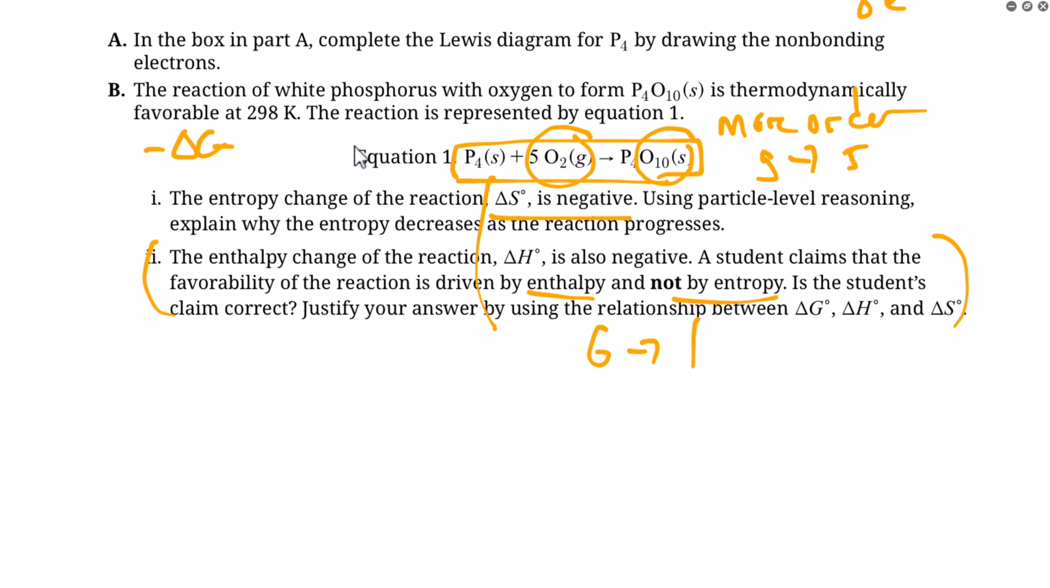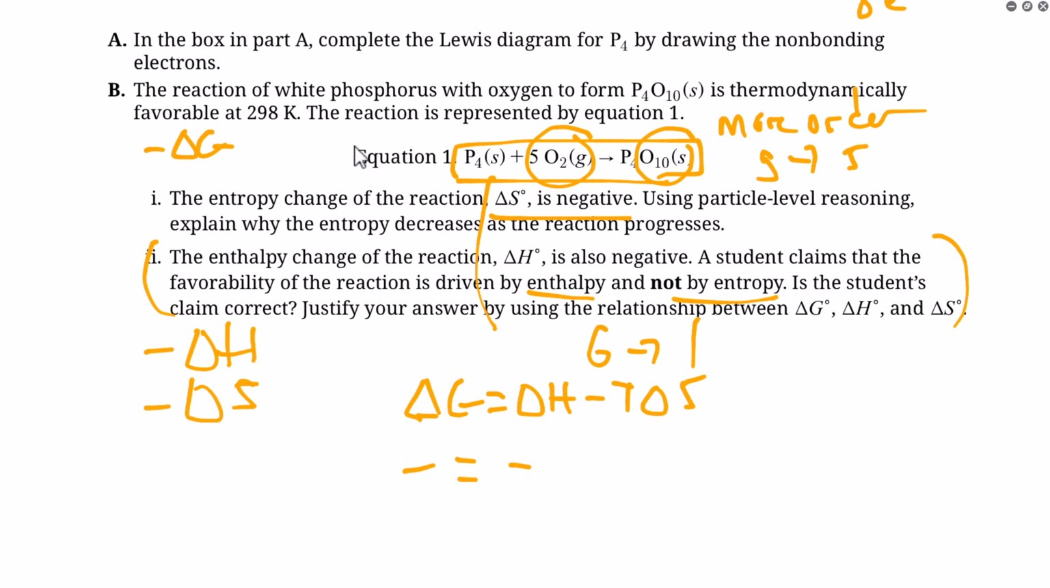So delta G is negative, delta H is negative, and delta S is negative. So if we put just signs in for our equation, delta G equals delta H minus T delta S. We're not going to do any mathematical calculations with this, but let's see what we get. Delta G is negative, delta H is negative, and T delta S is also negative. So we're essentially trying to figure out what is causing delta G to be negative in this equation.